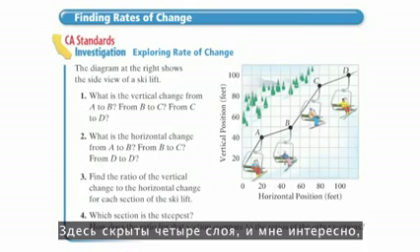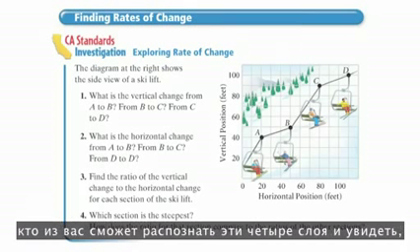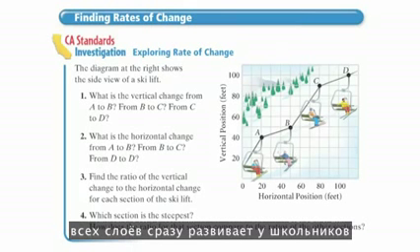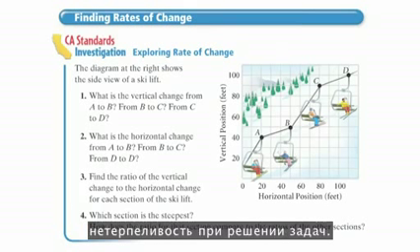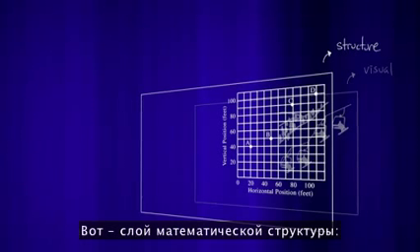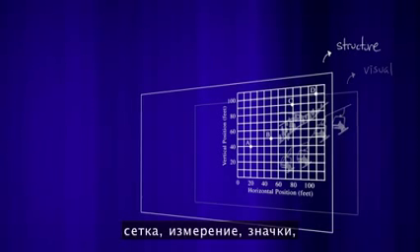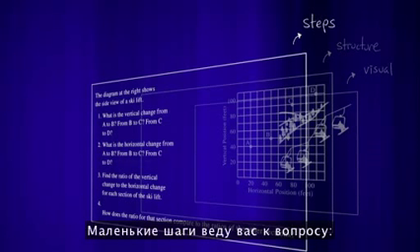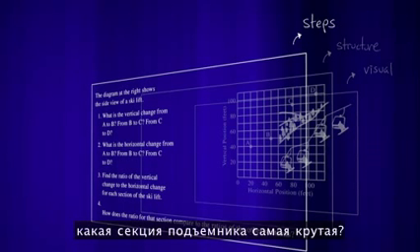But what you have here is actually 4 separate layers. And I'm curious which of you can see the 4 separate layers, and particularly how when they're compressed together and presented to the student all at once, how that creates this impatient problem solving. I'll define them here. You have the visual, okay? You also have the mathematical structure, talking about grids, measurements, labels, points, axes, that sort of thing. You have sub-steps, which all lead to what we really want to talk about, which section is the steepest.